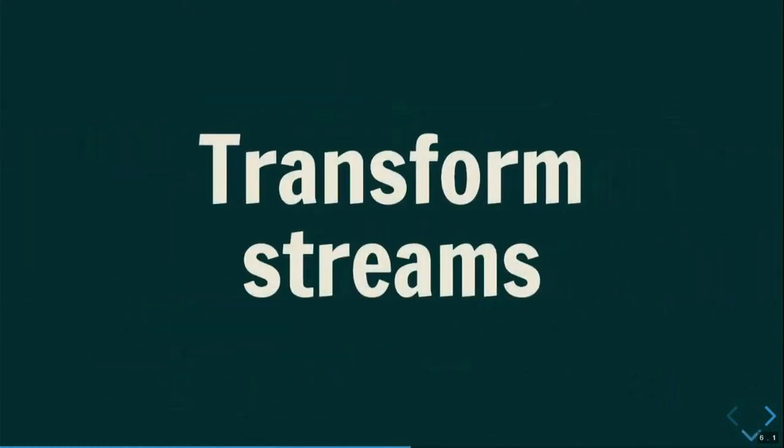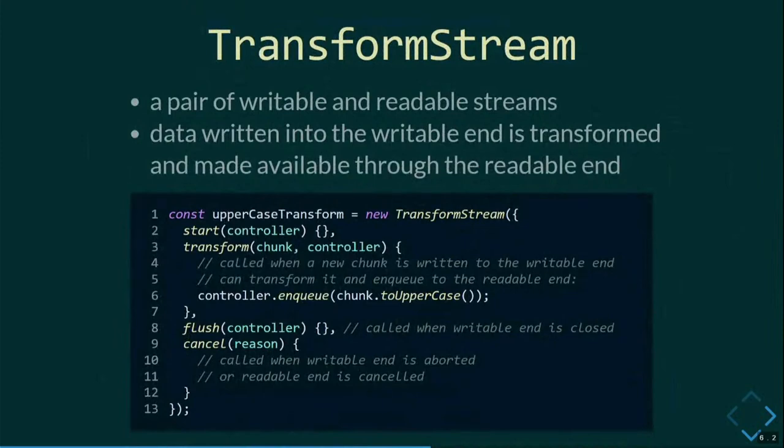Now, this becomes very interesting if you use it together with a transform stream. What is a transform stream? It's actually two streams. So you get a writable and a readable stream, and data that is being written to the writable stream is then transformed in some way by the transform stream and made available to the readable end. So again, the API looks very similar.